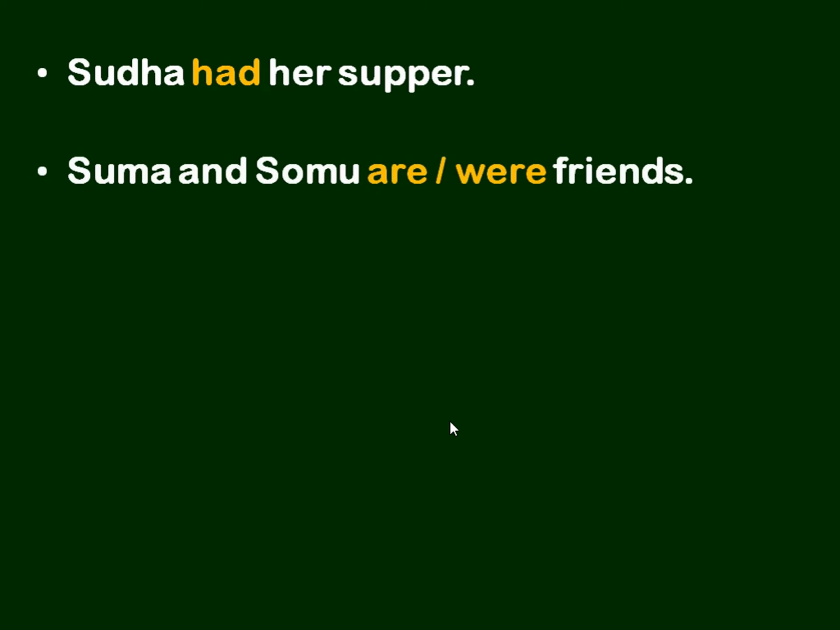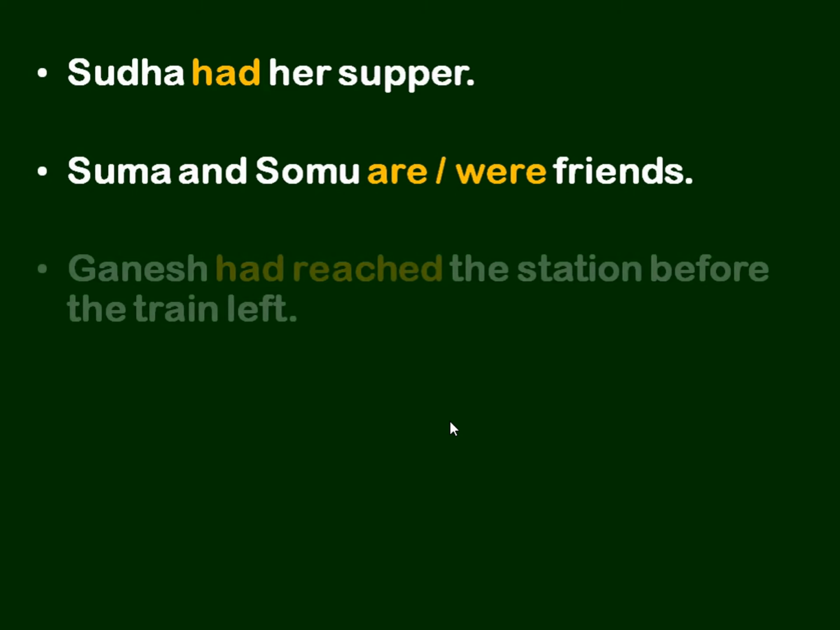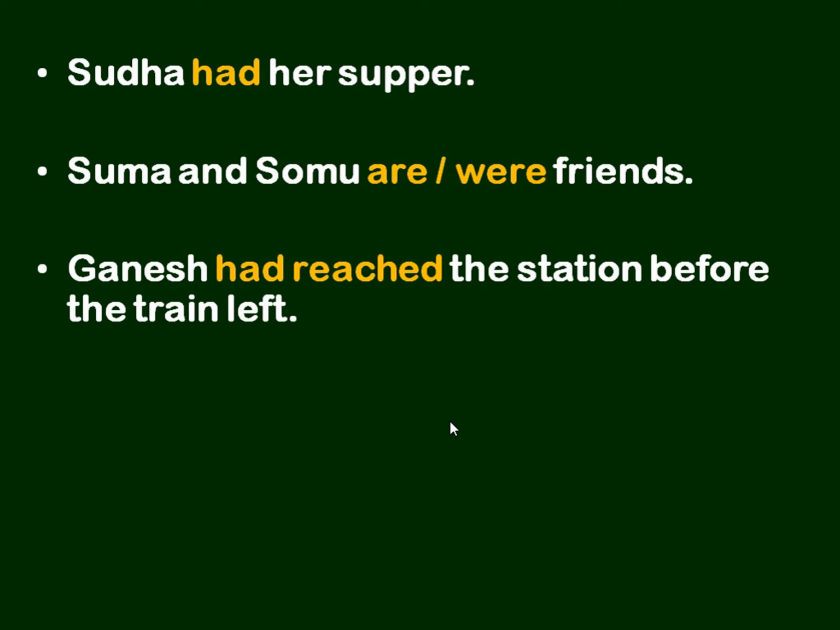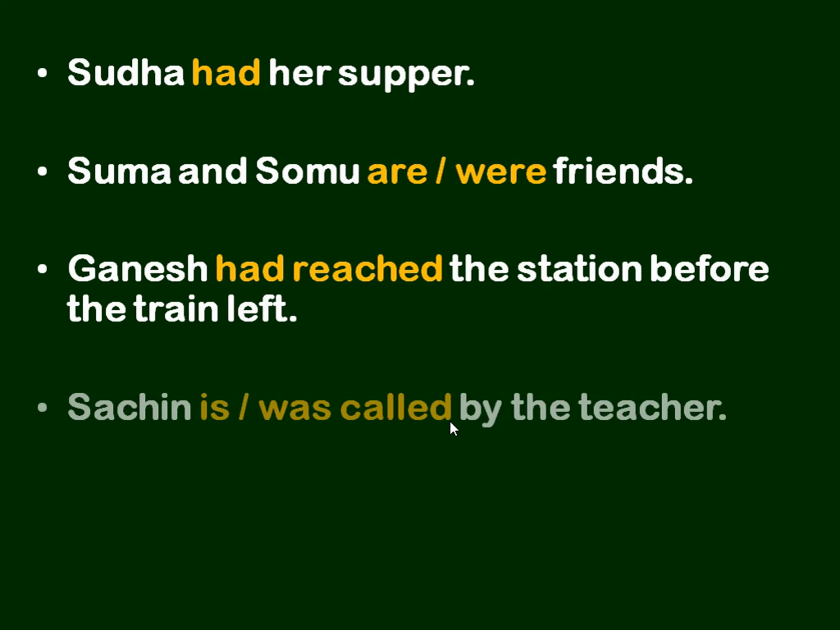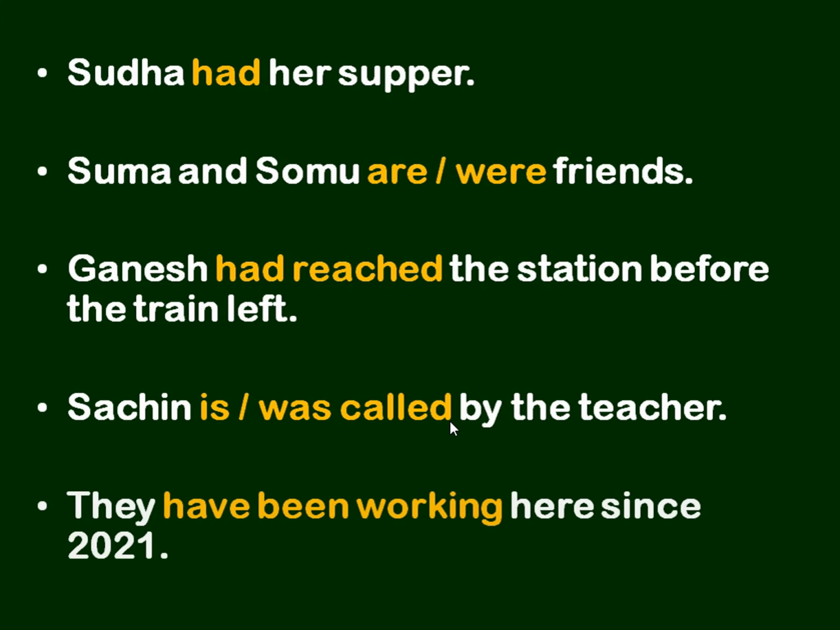Let us see the answers. Sudha had her supper. Suma and Somu are or were friends. Ganesh had reached the station before the train left. Sachin is or was called by the teacher. Then they have been working here since 2021.